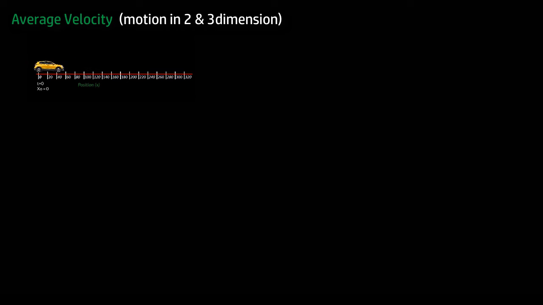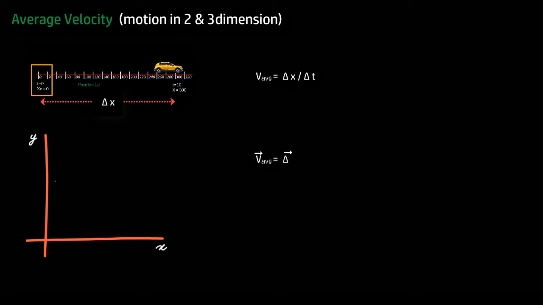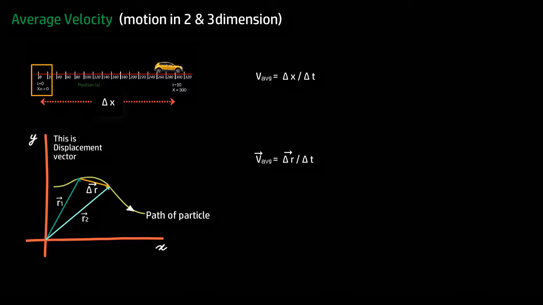For a particle moving in a straight line, we say that average velocity is displacement upon time, and it's quite the same when we deal with motion in 2 and 3 dimensions. The only change we make in the formula is we use delta r, that is the displacement vector. So when you see this formula, you see that the direction of the average velocity should be the same as the direction of displacement vector delta r.